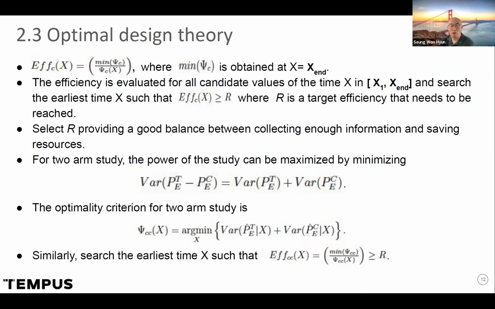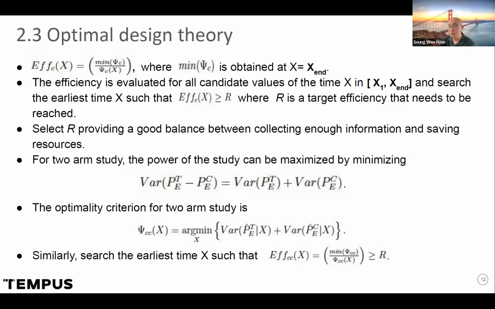Okay, so we evaluate this efficiency for all candidate values for the interim timing X in the predefined range of interim timing X1 to Xn. Then we search for the earliest interim time X such that the efficiency is greater than or equal to the target efficiency R. Here we have to select this target efficiency R, providing a good balance between collecting enough information and saving resources.